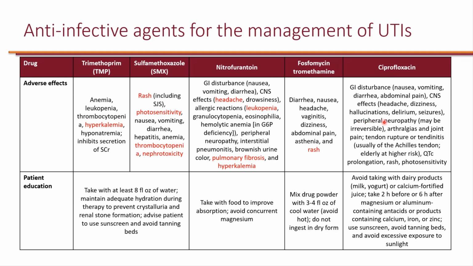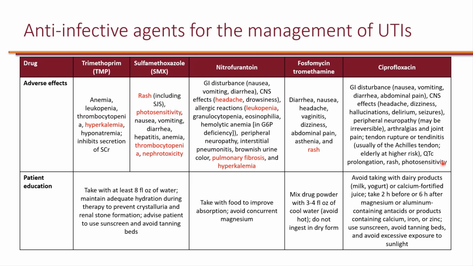There have also been reports of peripheral neuropathy that may be irreversible, as well as arthralgia and joint pain, tendon rupture or tendinitis, and these occur mostly in elderly patients over the age of 60. They are at high risk. Fluoroquinolones can also lead to QTc prolongation. Now, ciprofloxacin has the lowest risk compared to other fluoroquinolones, but the risk still exists. It can also cause rash and photosensitivity.